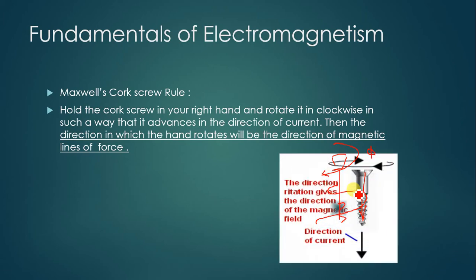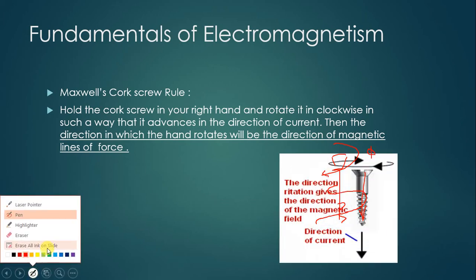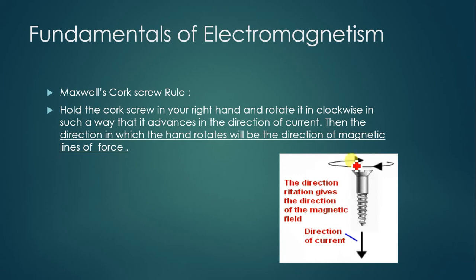Let us check the diagrammatic representation. Here, this is the screw which is advancing in the direction when you are rotating it in a clockwise direction. So the current's direction is this one, whereas the magnetic lines of flux, or magnetic lines of force, will be in this direction. If you take a bare conductor with the current direction like this, you have magnetic lines of flux surrounding it in this fashion.